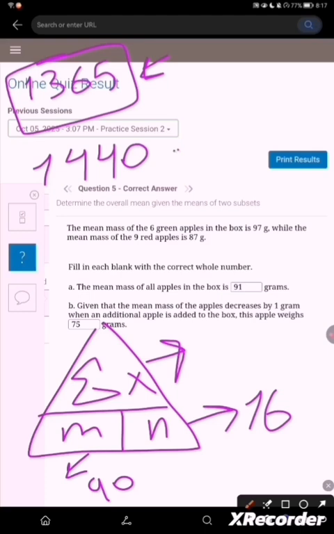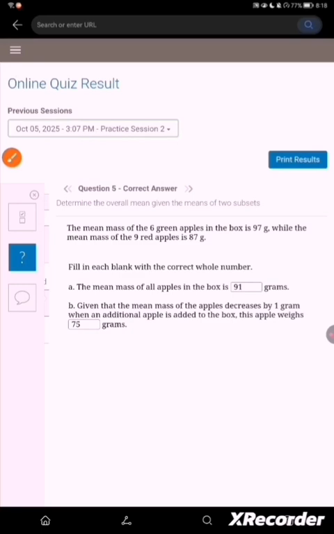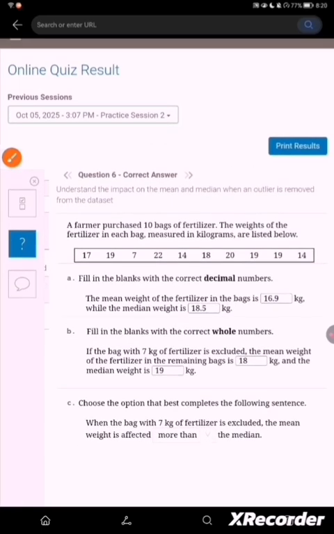Okay? This number over here is with the additional apple. This number is without the additional apple. So then to find the mass of the additional apple, you're simply going to do 1,440 minus 1,365, you get an answer of 75. Okay?